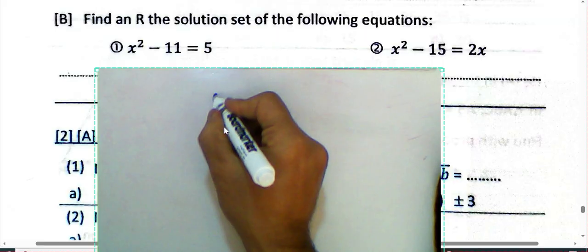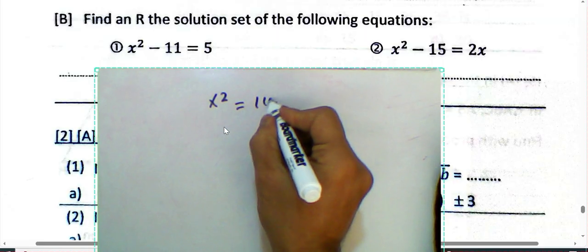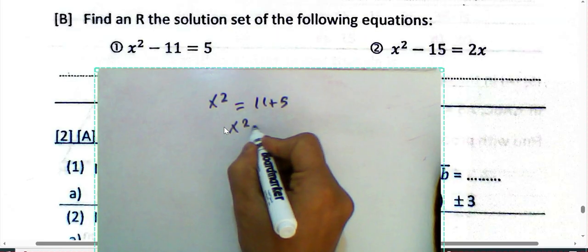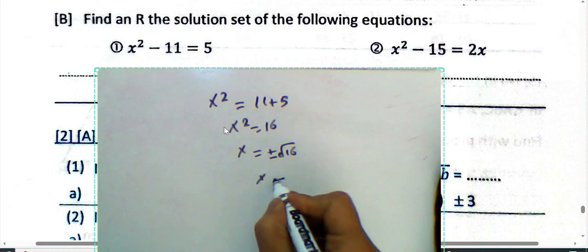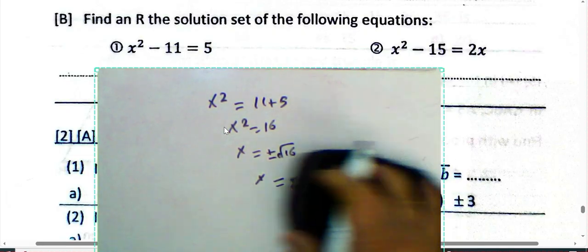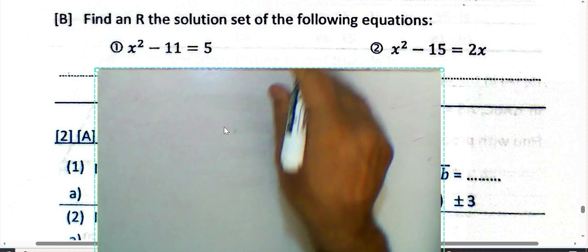Or you can solve this in one step. Write this: x power 2 equal 11 plus 5, x power 2 equals 16. Then x will be positive or negative, square root of 16. Then the value of x equal positive or negative 4. Next question, number 2.